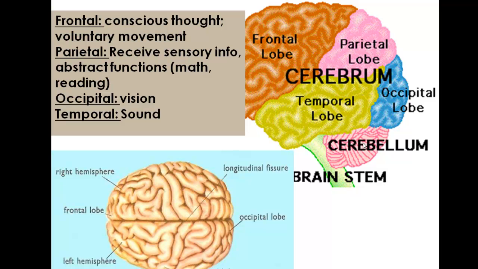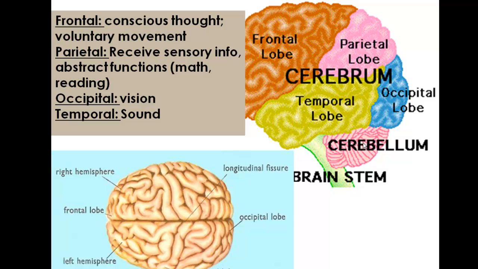Now we're on to the big part, the cerebrum. This is the thing you think of when you think of the brain. And you can see it's divided into four lobes. And you can kind of see the general functions of each lobe.